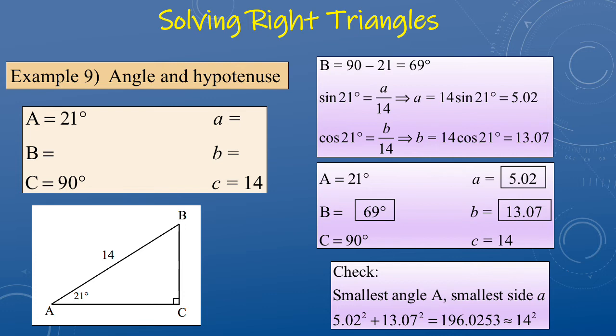To check this, we confirm that the smallest angle A is opposite the smallest side a. And when we look at the Pythagorean theorem, we square 5.02 plus 13.07 squared, and we get almost 14 squared. It's not exactly 14 squared, which is 196, but it is close. The reason that is not exact is that these answers have been rounded to 2 decimal places, and therefore we lose the accuracy.